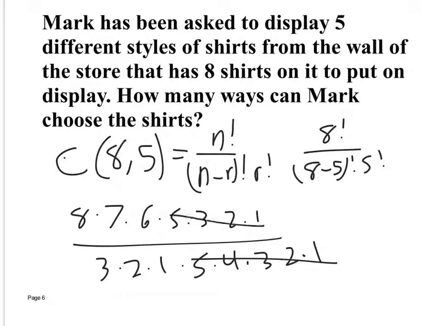5, 4, 3, 2, 1 will cancel itself out, which I forgot 4 in there, by the way, but it's out. Okay. And then we take 8, 7, 6, we divide it by 6. 8 times 7 times 6 is 336. Divide it by 6. Or you could do some more canceling, but that's fine. Just multiply it out. You get 56. So there are 56 ways for Mark to put the shirts on display.